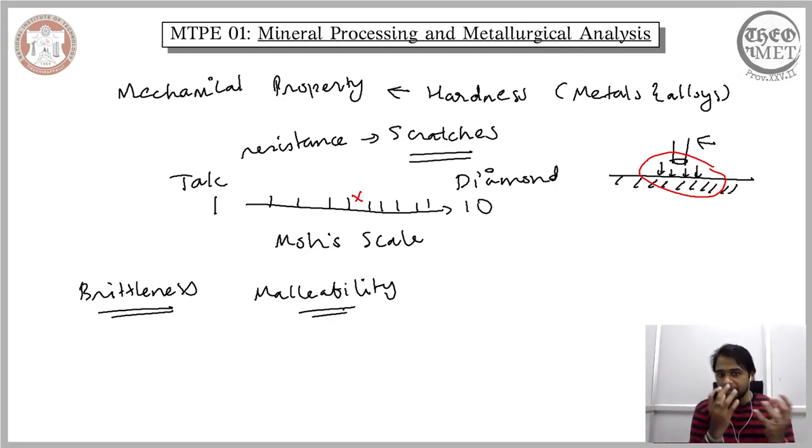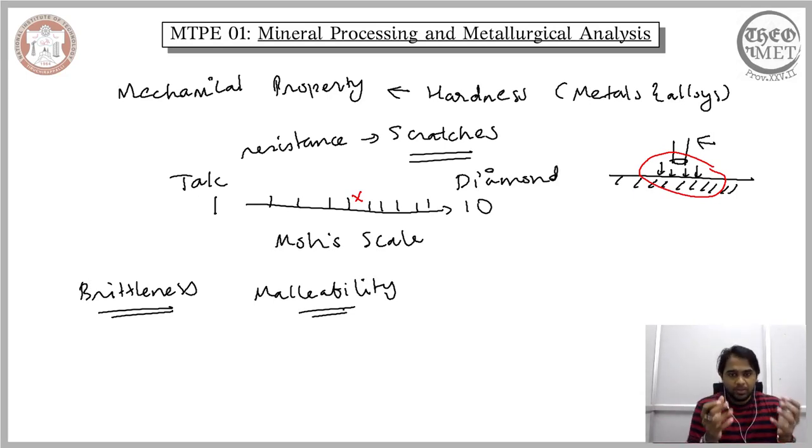So malleability, by definition, is the ability of a given mineral to be formed into sheets, to be transformed into sheets, or to be deformed into sheets. You have a mineral, and the more you are able to change its shape into a sheet, the more malleable it is. So malleability is nothing but the ability of a given mineral to be drawn into sheets. That is what we refer to as malleability.